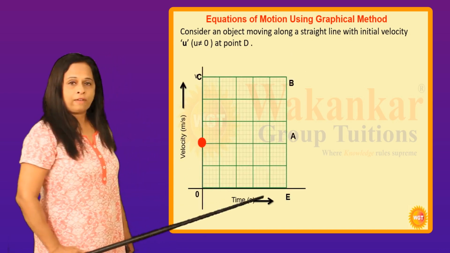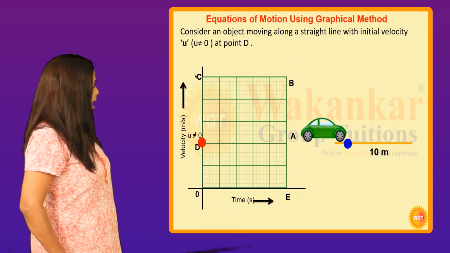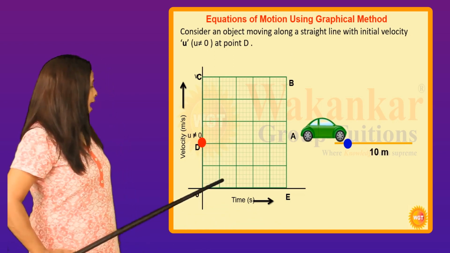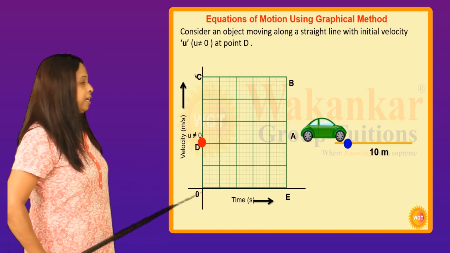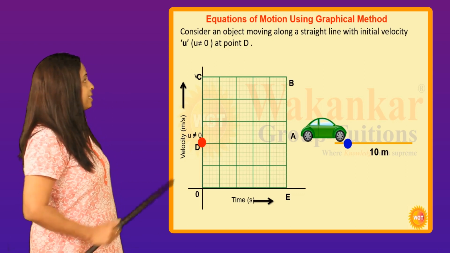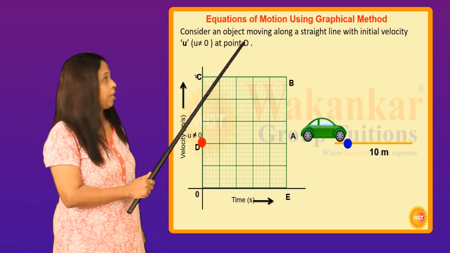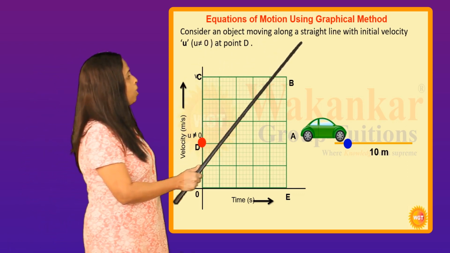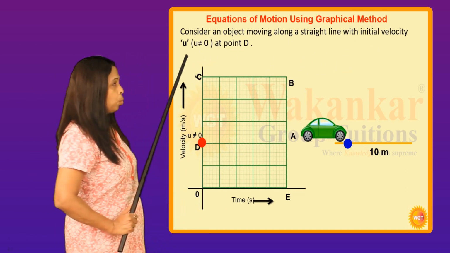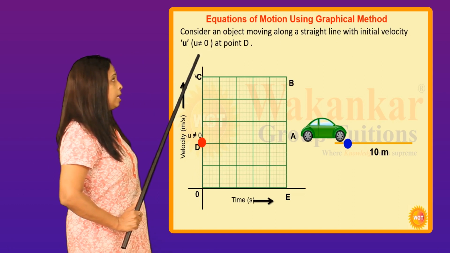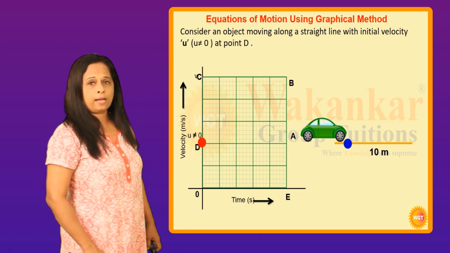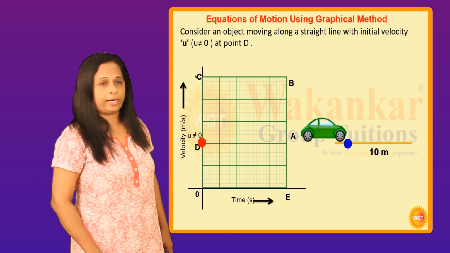Let us see this graph, students. In this graph, we can see time is taken on the x-axis and velocity of the body is taken on the y-axis. So, let us consider an object moving along a straight line with initial velocity u, which is non-zero, at point D.